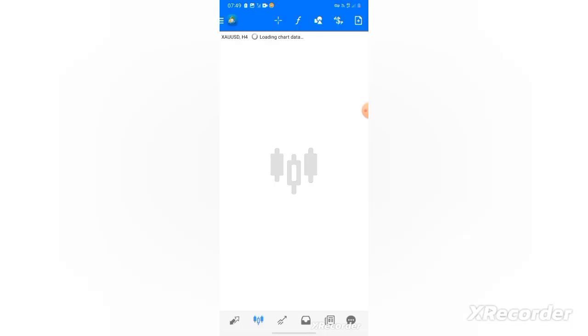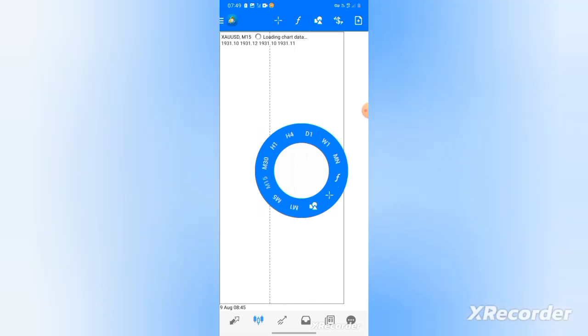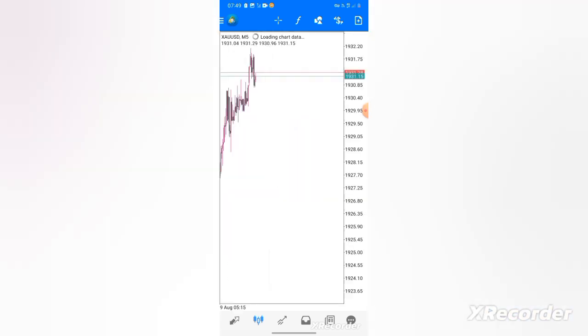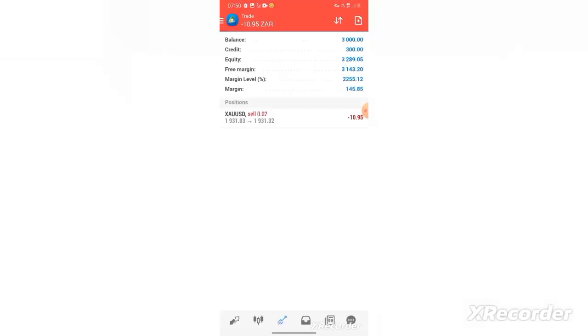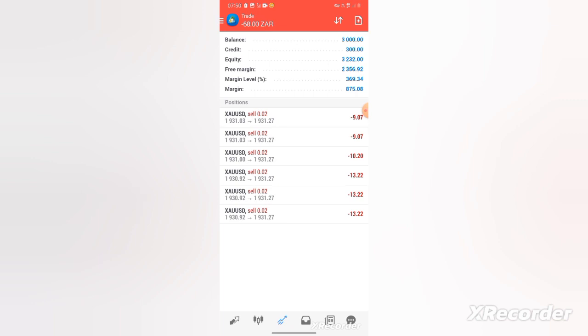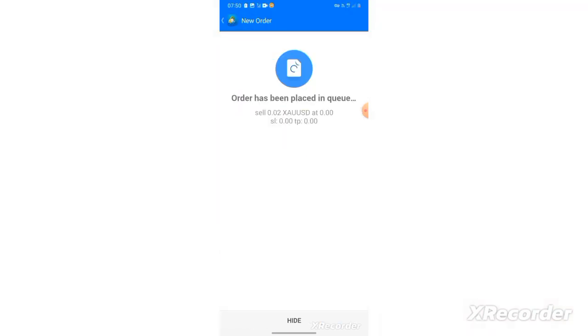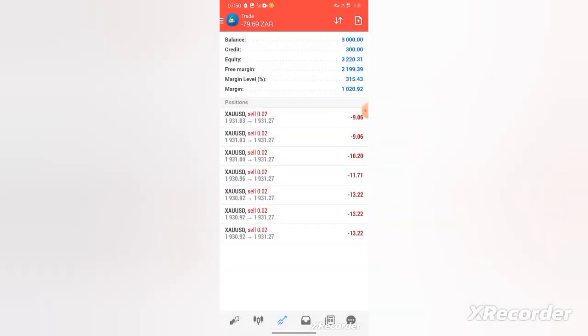Remember, when you scalp, you must open your trade on the 15-minute time frame or the 5-minute time frame. But I'm going to open on the 5-minute time frame. We're selling gold, and this is a demo account, guys. I haven't funded my real account. And remember, on a real account, you must use risk management. Don't do this, unless you're a gambler, and in forex, we don't gamble. This is a demo account, it's okay to trade, understand?